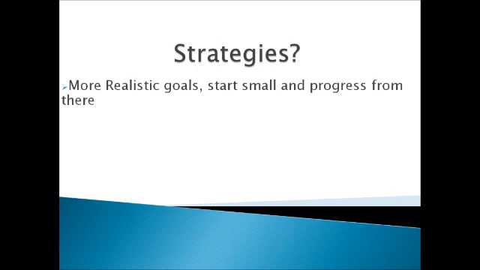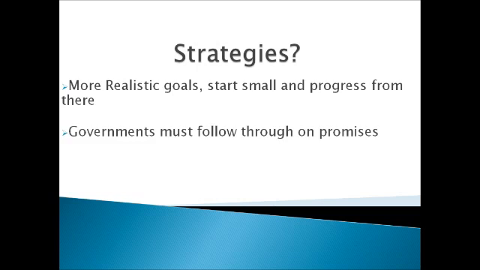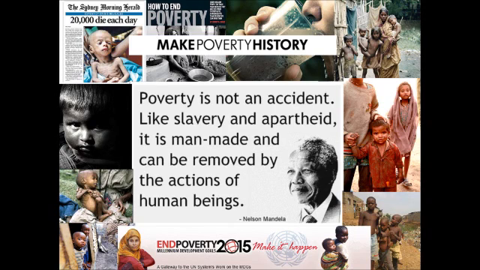Make more realistic goals. Start small and progress from there. If we make big, unrealistic goals, it will never happen. Governments must follow through on their promises. And most importantly, global awareness. So what would the best strategy be? The most successful strategy would be global awareness, as even if you make the goals smaller, if there is not enough awareness, the current situation will remain. If people become passionate and let their leaders know, it creates pressure on them to perform and solve this issue. People need to become aware of this issue and learn that we can stop poverty and make it history.